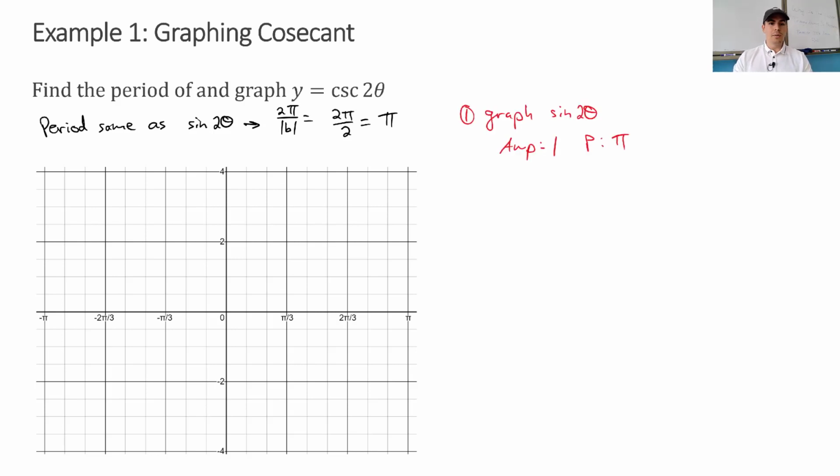So our first step is going to be graphing sine of 2 theta. Now I know my amplitude is 1, my period is pi. So let's go ahead and graph that out. That will look something like this. We did this in a previous video.